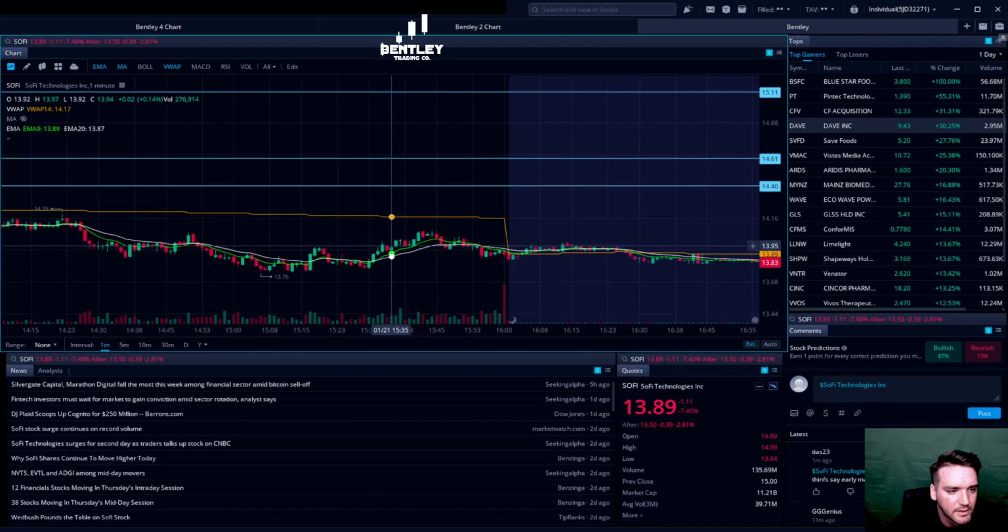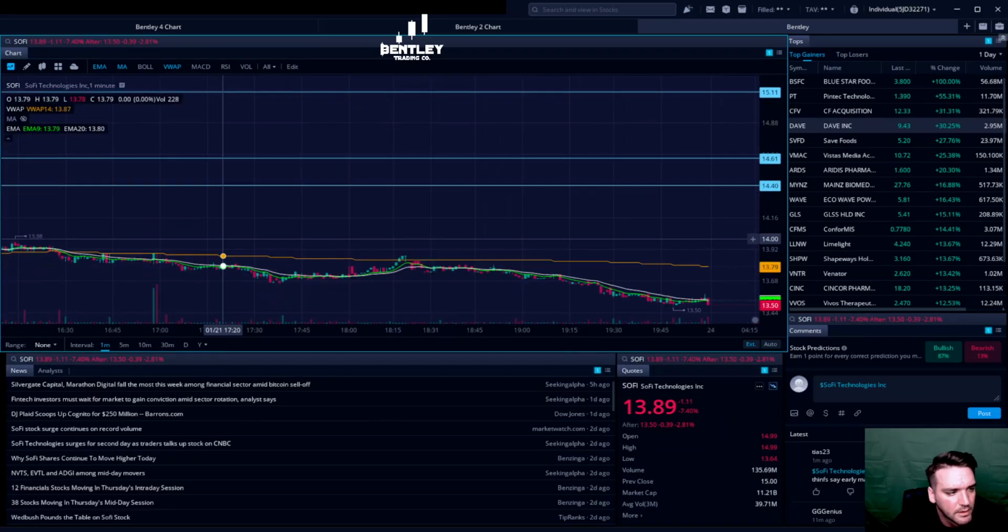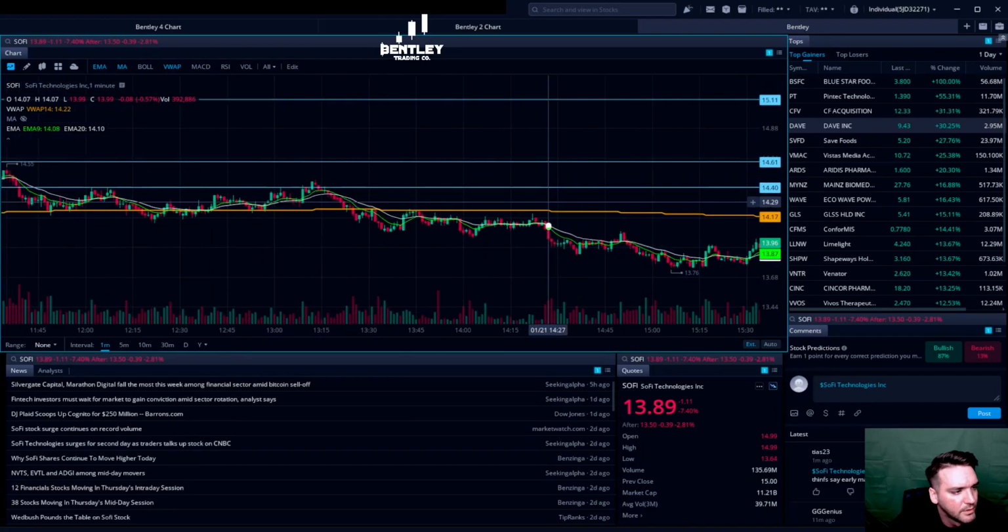$12.35. I can't find that part. Basically, what you're looking for, this can be an example right here. It's not a good example. But you see this part of the chart. It runs up, rejects right here, pulls back, and then it comes up and breaks over. So you see the shoulder here and the head here.